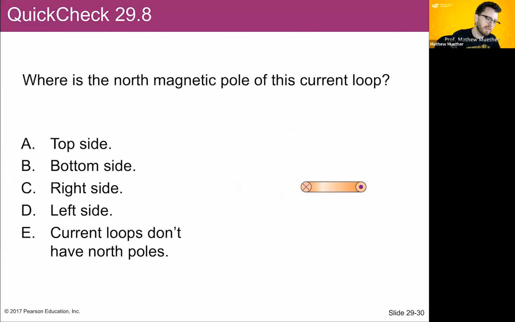Okay, what about this one? Let's look at a current carrying loop. So here I have a cross section of a current carrying loop. There's current flowing into the loop on the left-hand side here, coming out of the loop on the right-hand side. What direction does the magnetic field point through this loop? So the magnetic field points in the direction of what we call the North Pole. Where's the North Pole for this current carrying loop?